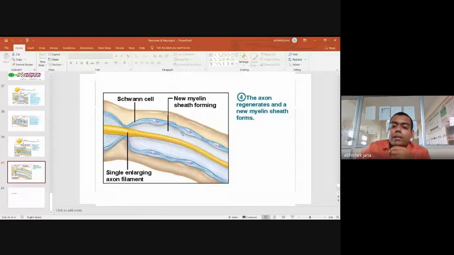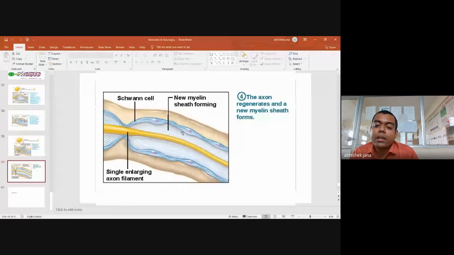So here you can see axon regeneration. Out of these 100, as I told you, only one will be developed: the axon regenerates, and the new myelin sheath forms over there in these cases. That is what takes place over there.